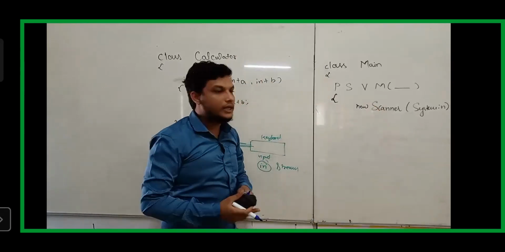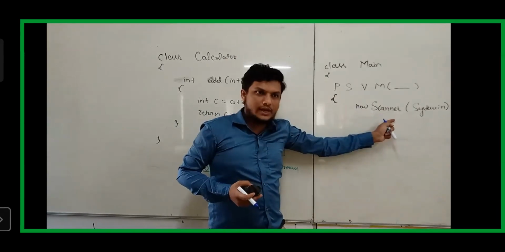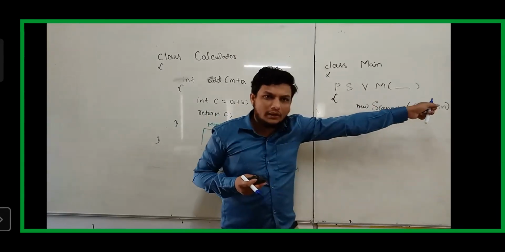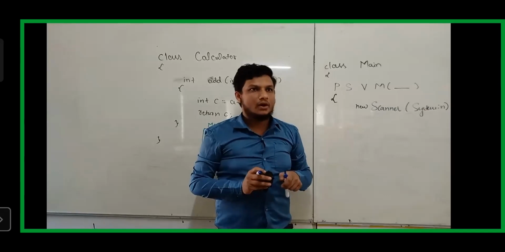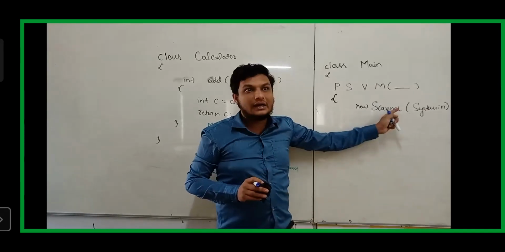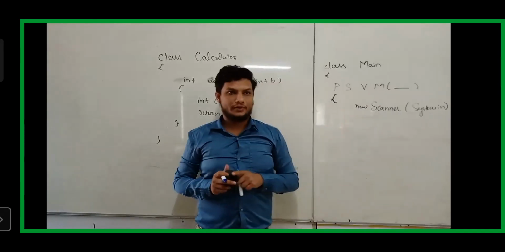New scanner. I'm telling, create an object of a scanner. Inside that, I'll give what? Input stream data. Okay, then what will happen? This scanner class is ready to collect the input from the user.